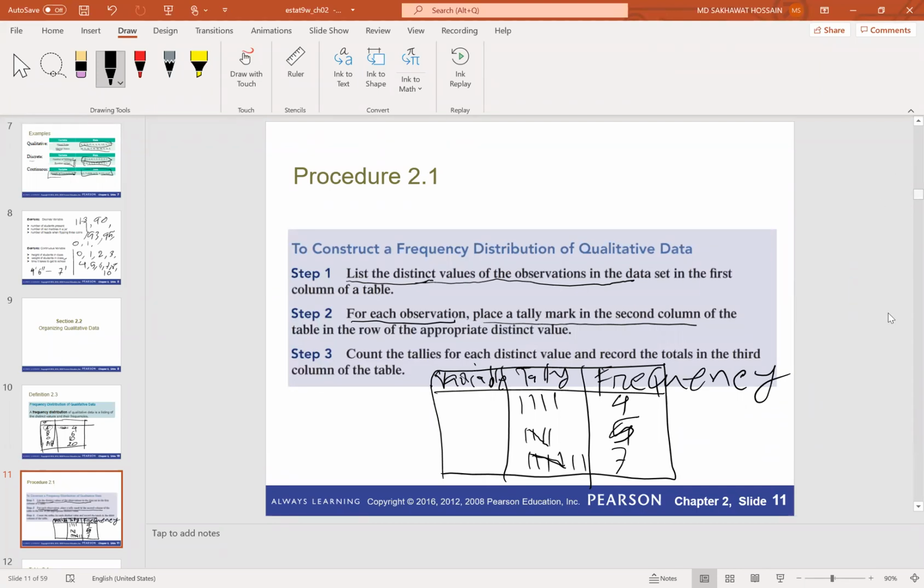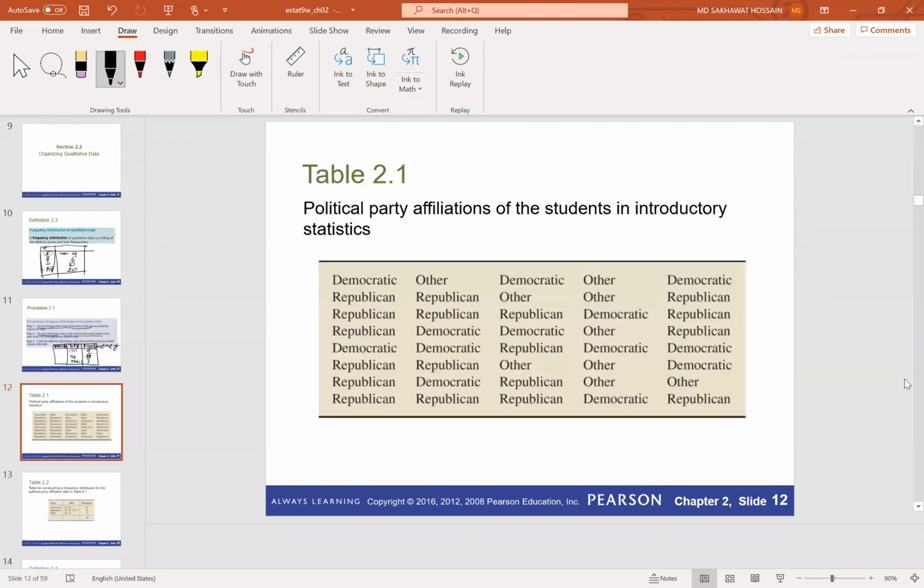Okay, so now we'll go over an example. Here we have political party affiliations of the students in introductory statistics. So we did a survey. Actually, we didn't do the survey. They did a survey of the statistics class about the students' political party affiliations, and here are the responses.